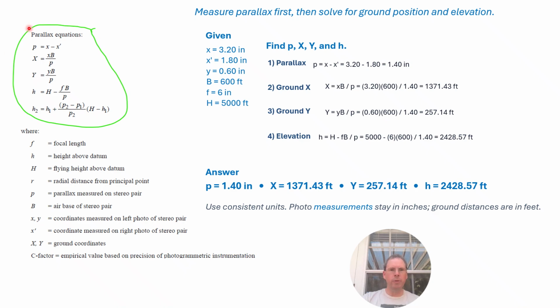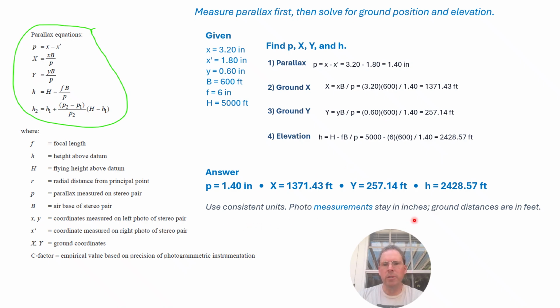And we'll do one more example with these parallax equations that you get left over here. So let's say measure parallax first, then solve for ground position and elevation. Given all these givens, find the P, the parallax, measured on the stereo pair, and then X, Y, and H, and they're defined here. So you can just put them into these equations and get these answers.